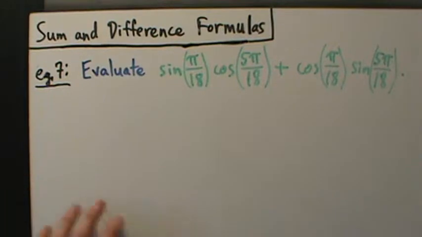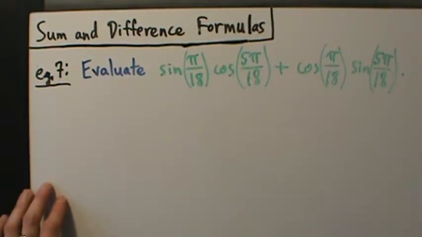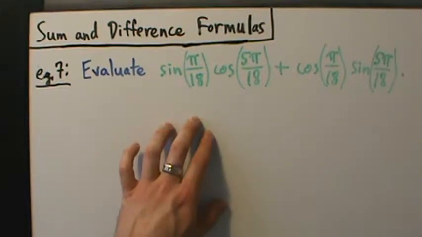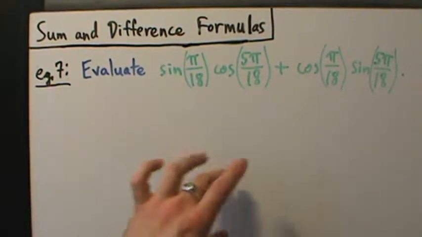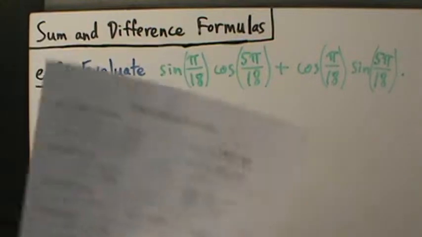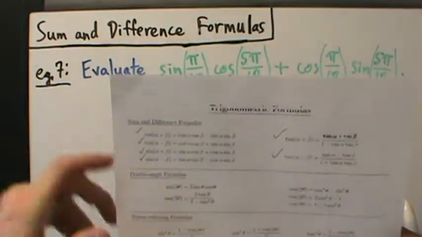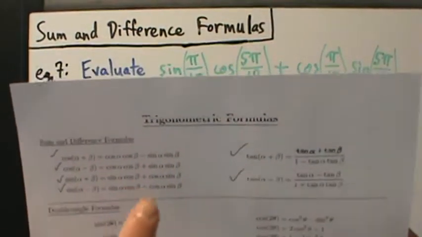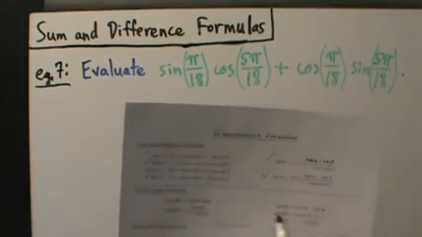It's a little different because in examples 1 through 6 we had just one trig function with an angle inside of it that we had to express as a sum or difference, and then use one of these formulas. Now we're given something that looks like it might be one of these formulas, so we're going to do the same thing in the opposite direction.